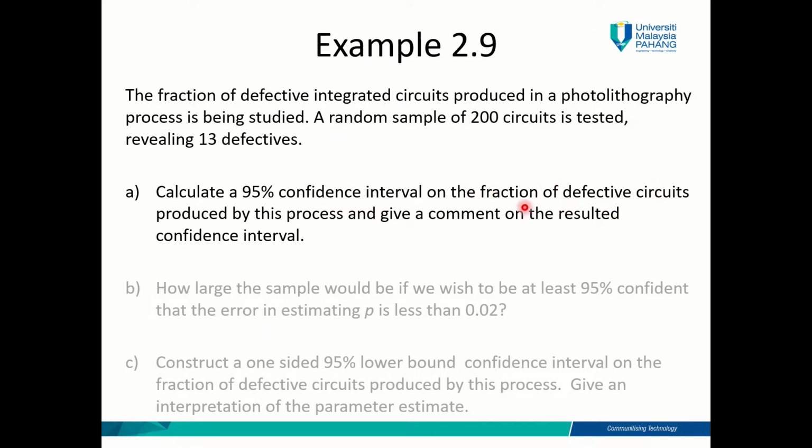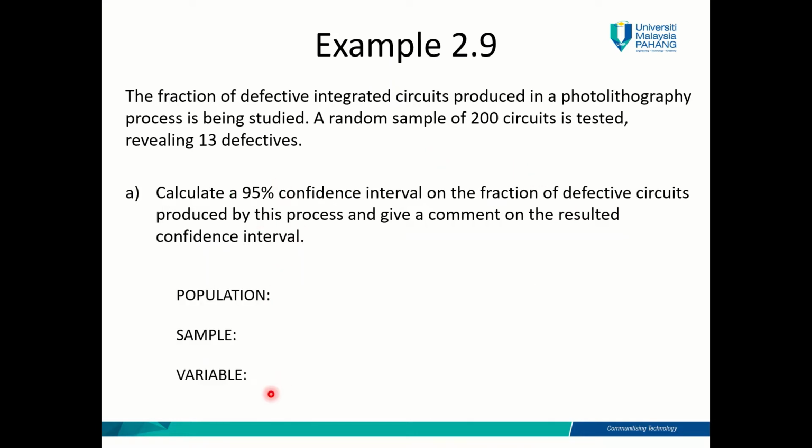So from this instruction here, you should first understand what the variable is, what the sample is, and what the population is. For a proportion study, for proportion questions, the variable is the number of successes. Okay, number of defective circuits.